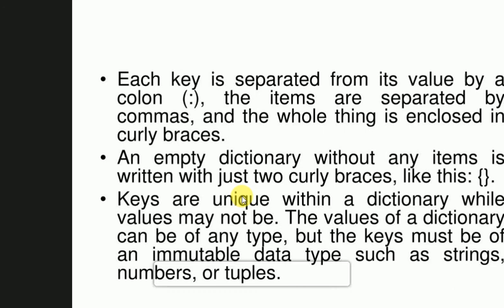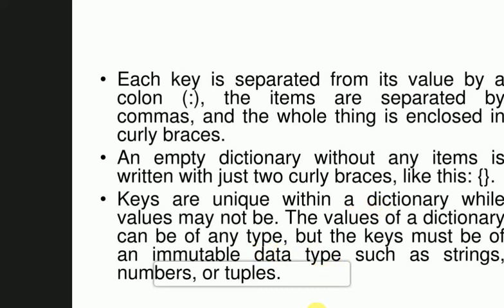Keys are unique within a dictionary while values may not be. You can write any unique key, but the value need not be unique. The value of a dictionary can be of any type: integer, float, string, or any value which you want to store. But the key must be of an immutable data type. If you initialize a key, it will be immutable, meaning it can't be changed. Regarding the value, you can change that.